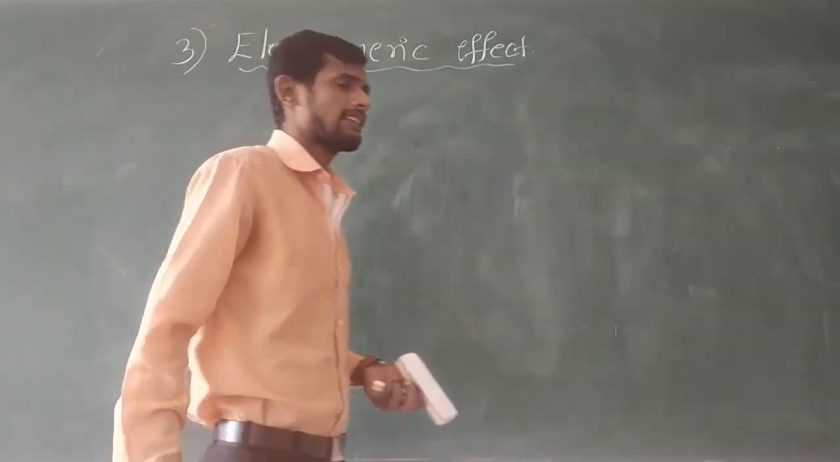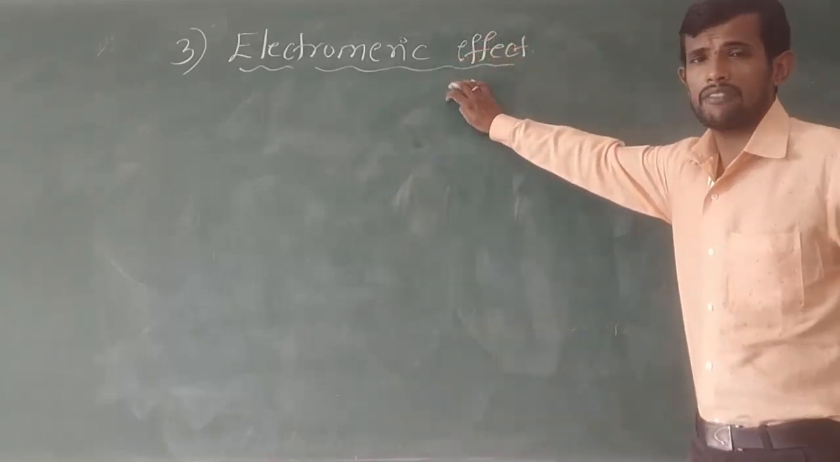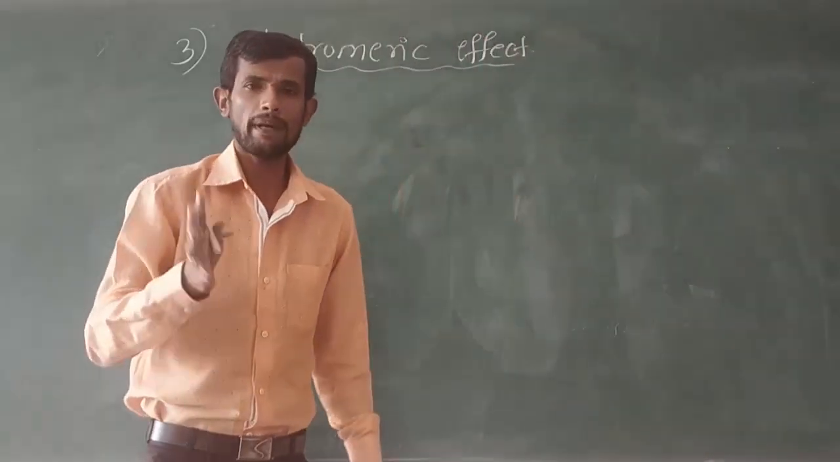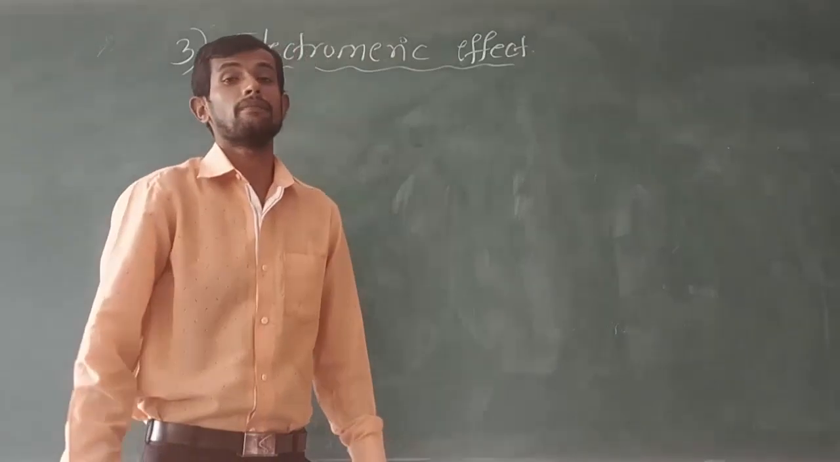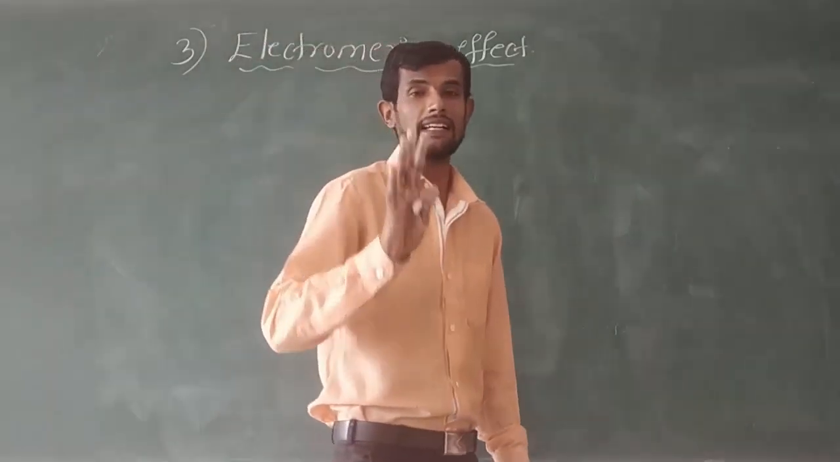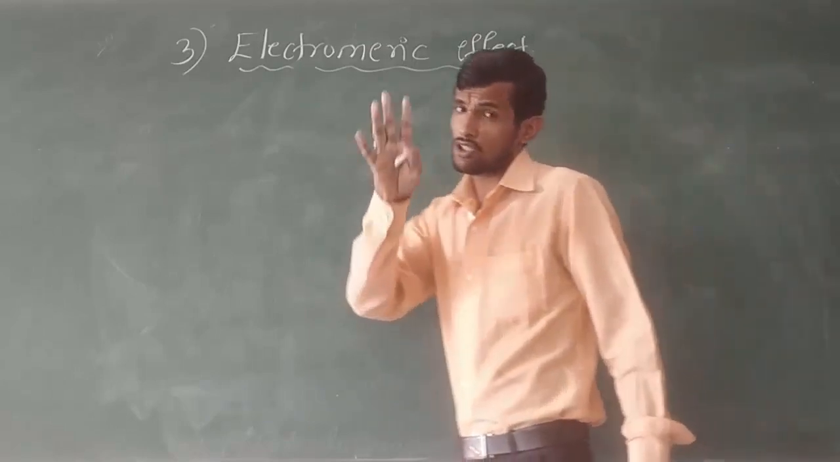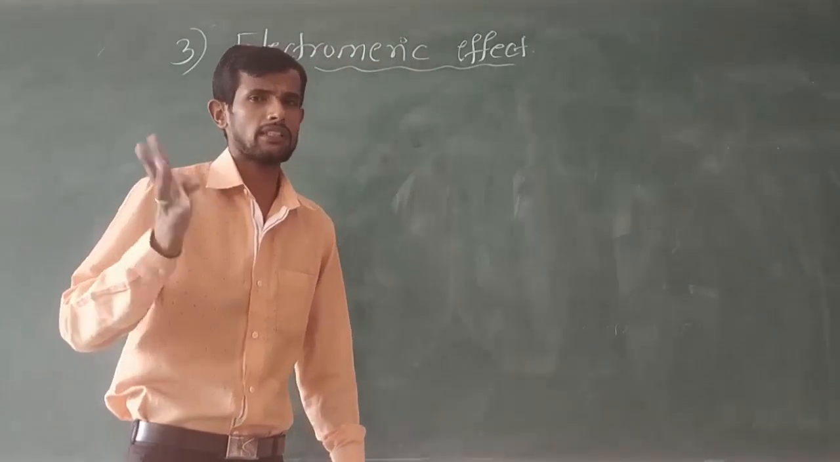Okay, and here is the definition. The temporary effect produced in a molecule due to the transfer of pi electrons of a double bond to one of the bonded atoms in the presence of an attacking reagent. Okay students, based on the attacking reagent, here also there are two types. One is negative, another one is positive.